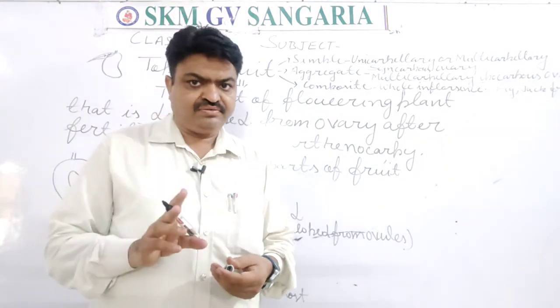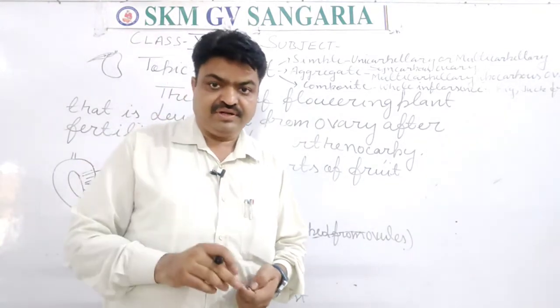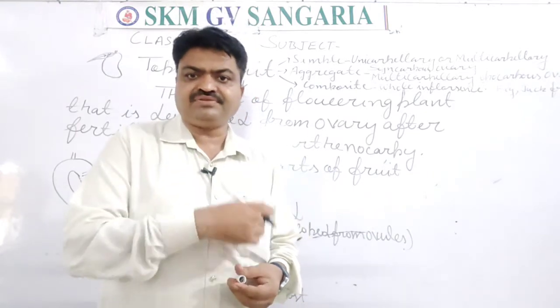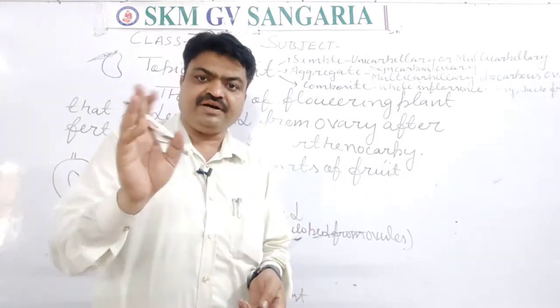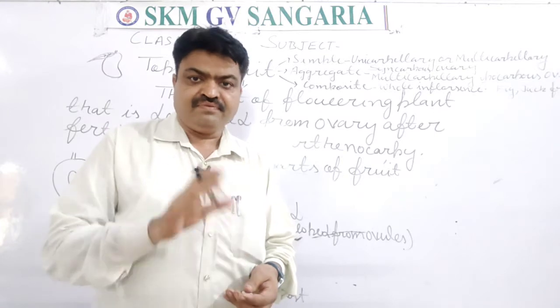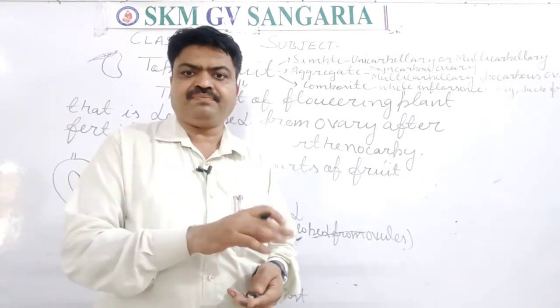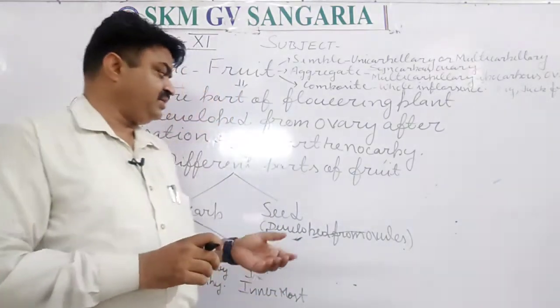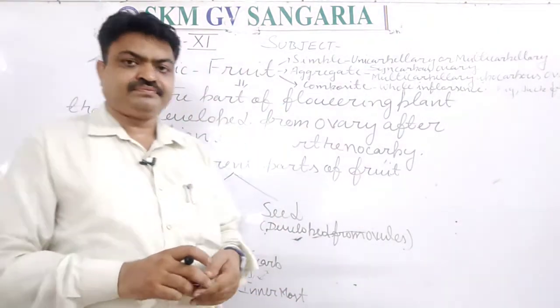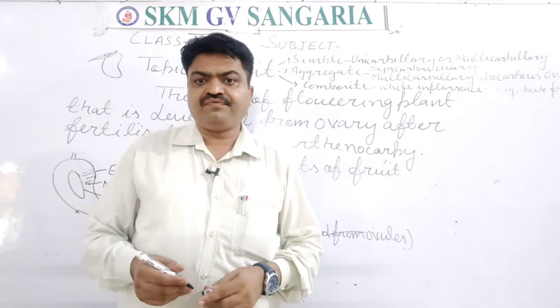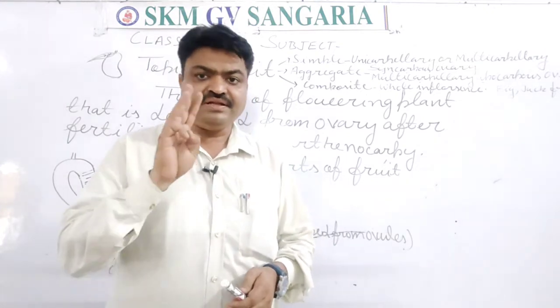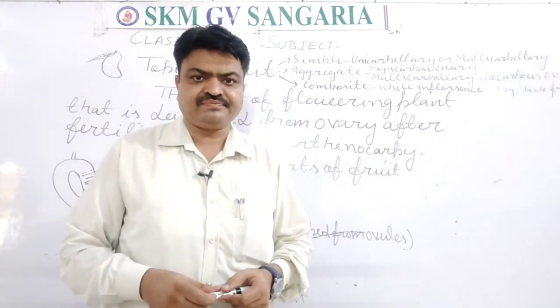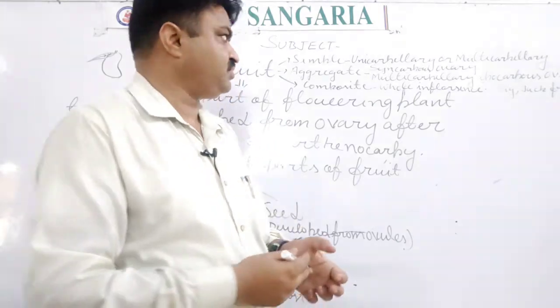Mainly there are two parts found inside the fruit. First is pericarp, second is seed. Pericarp is divided into three types. What are they? Epicarp, mesocarp and endocarp. Now next, it is the types of fruit. There are three types of fruit, students.